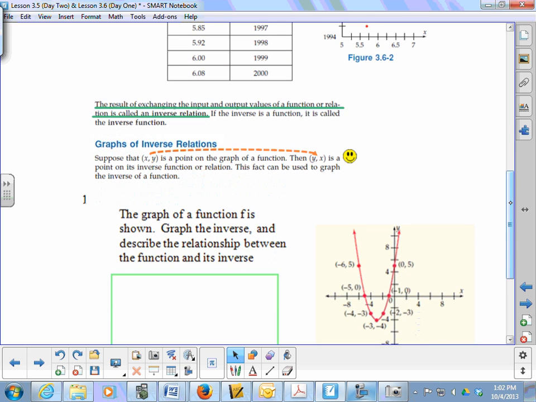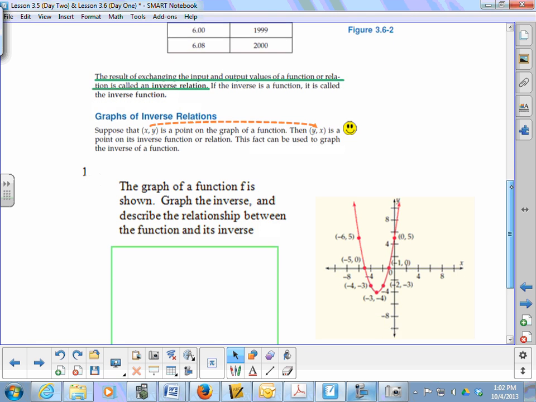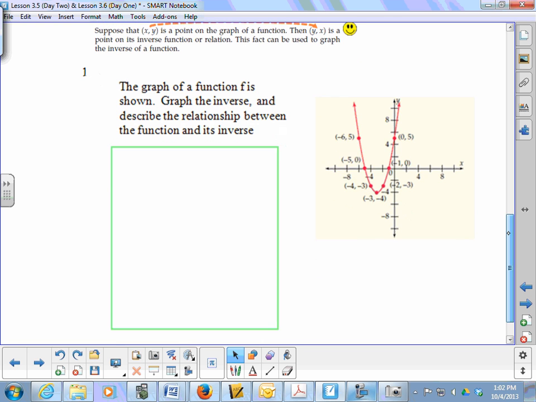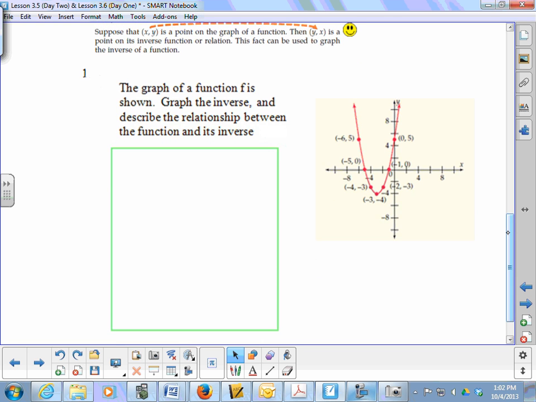When we do that, all we are going to do basically is switch the values of x and y. It's a reflection over the line y equals x. So here we have a graph, and they want us to graph the inverse and describe the relationship between the function and its inverse. So when we graph the inverse, all we're going to do is switch the values of x and y. So whatever values I have here, I'm just going to switch them. So the point (0, 5) is going to become (5, 0).